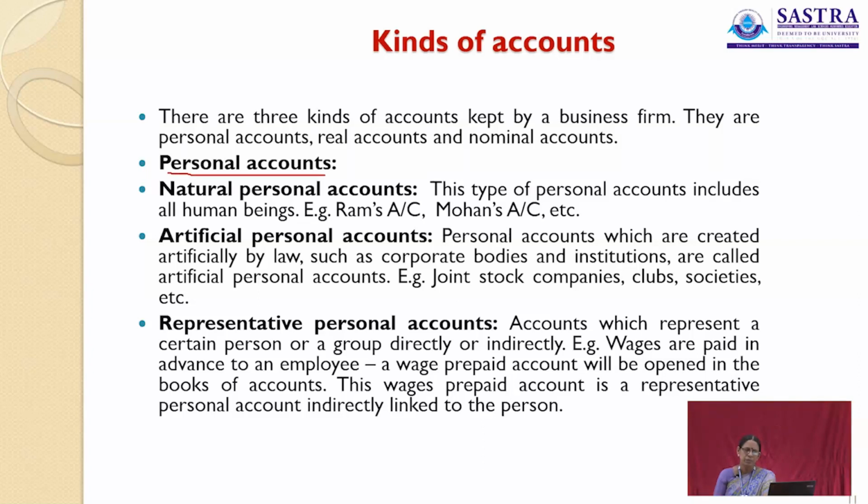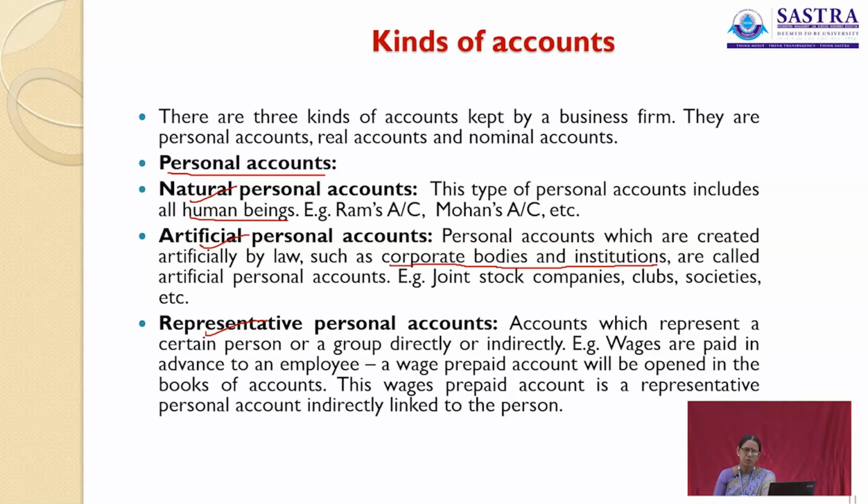Now we shall see personal account. In personal account we have natural personal account, artificial personal account, and representative personal account. By natural personal account we mean human beings: Raman's account, Mohan's account, Sohan's account, Somu's account. So this is said to be the natural personal account. Artificial personal accounts are all the business entities: the clubs, societies, banks, joint stock companies, partnership firms.